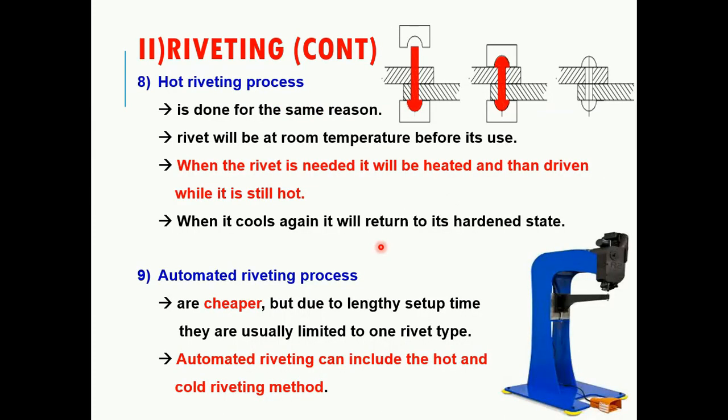And also we have the hot riveting process. The rivet will be at room temperature before use, and then it needs to be heated, and we drive it while it is still hot. When it cools again, it returns to the hardened state of the rivet. And also we have the automated riveting process. This process is basically cheaper, but it requires a longer time to set up, and it is also limited to one rivet type only.